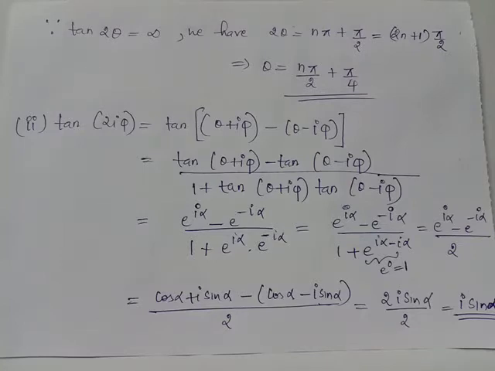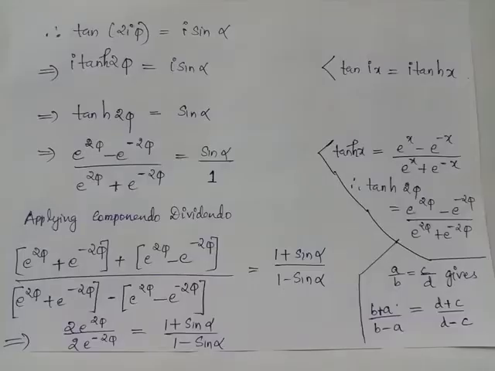If we replace e^(iα) using cos α + i sin α and e^(−iα) using cos α − i sin α, and we simplify the numerator, we have cos α and negative cos α getting cancelled. So in the numerator we obtain 2i sin α. When 2 is cancelled from numerator and denominator, we obtain tan 2iφ equals i sin α. We have tan ix equals i tanh x. Therefore, tan 2iφ can be written as i tanh 2φ.